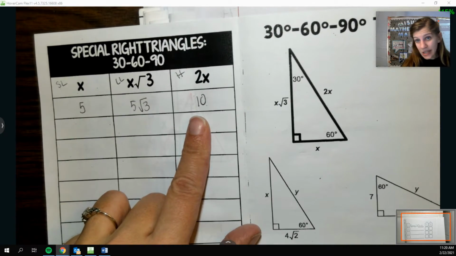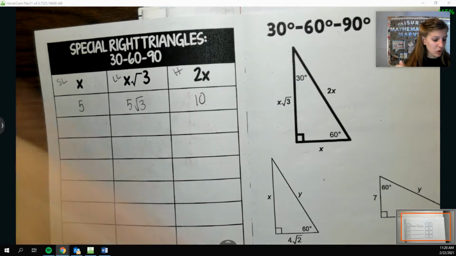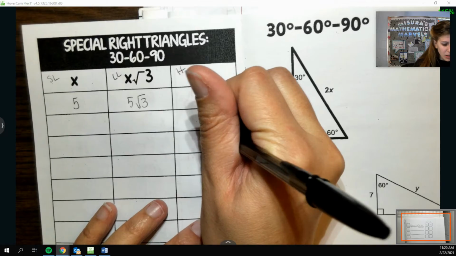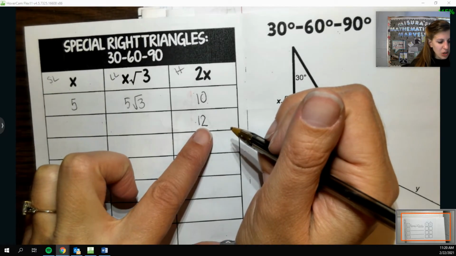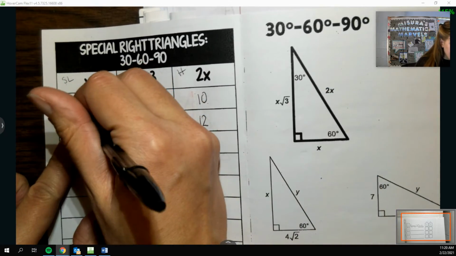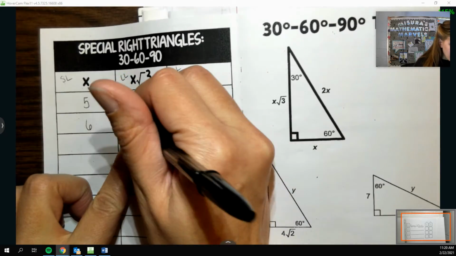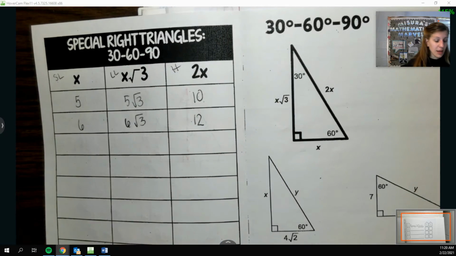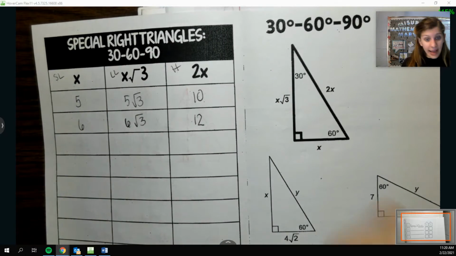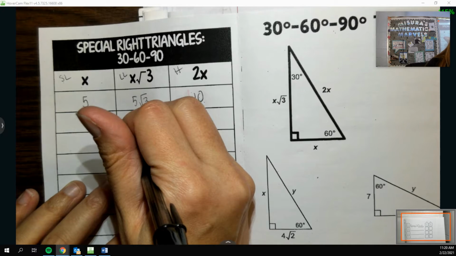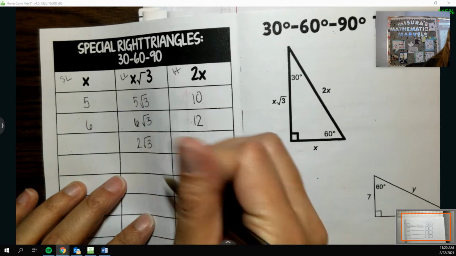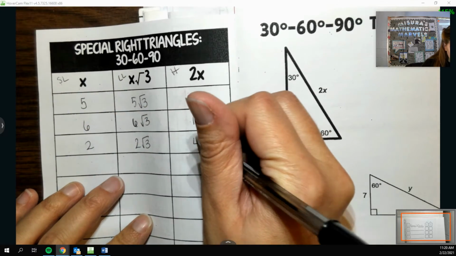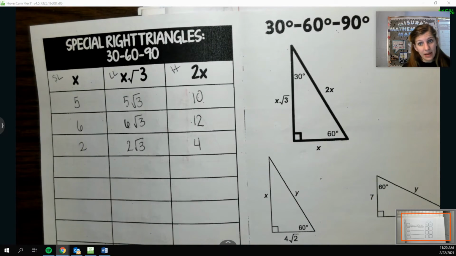And you can go the other way too. So this is if I go from shortest to hypotenuse. If I know that the hypotenuse is 12, well, the short leg will be half of that, so 6. And then the long leg is 6 root 3. Or if I know the long leg, let's say that the long leg is 2 root 3. Then the short leg is just 2, and the hypotenuse should be 4. So we can go that way as well.